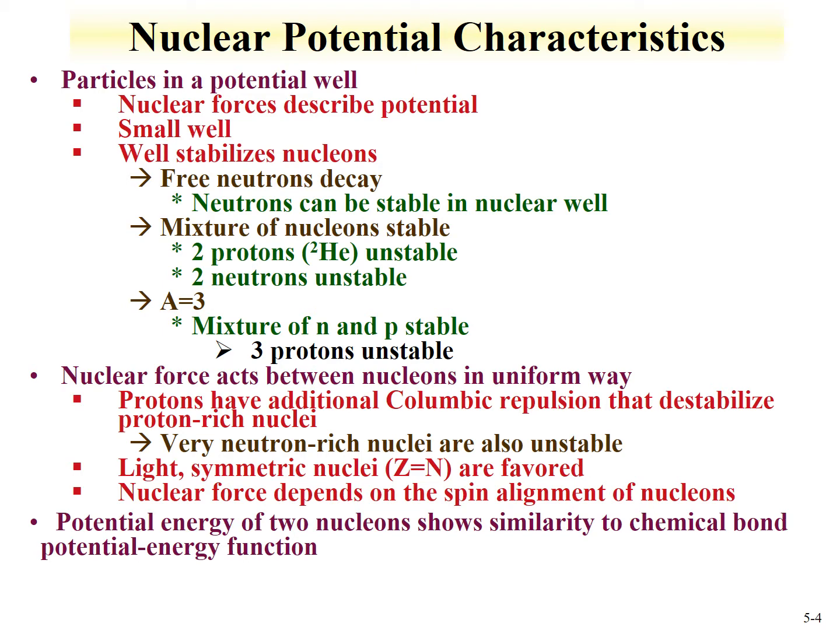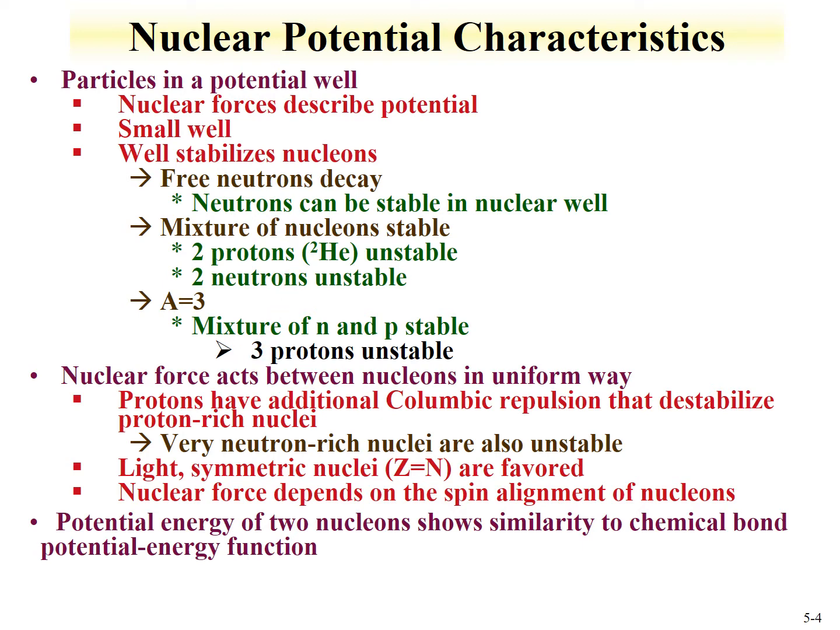A free neutron is not stable. It decays. Also, the way I mix nucleons can be stable. For instance, if I have 2 protons, that's helium-2, that's an unstable nucleus. 2 neutrons is unstable. But if I have a proton and a neutron together, that's deuterium, that's a stable nucleus. And I can also imagine that with A of 3, I can get mixtures of protons and neutrons that are stable. However, 3 protons would be unstable.